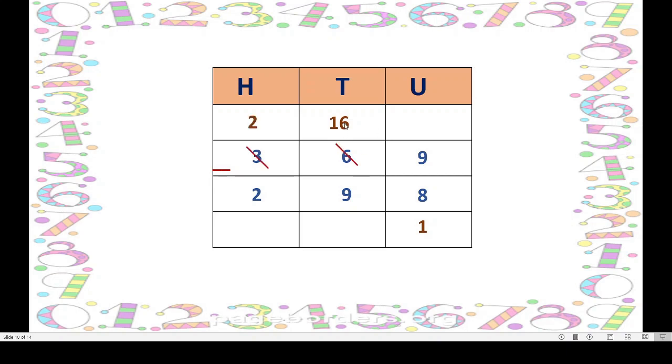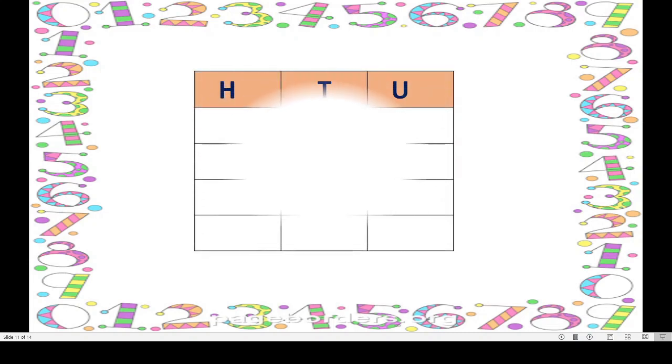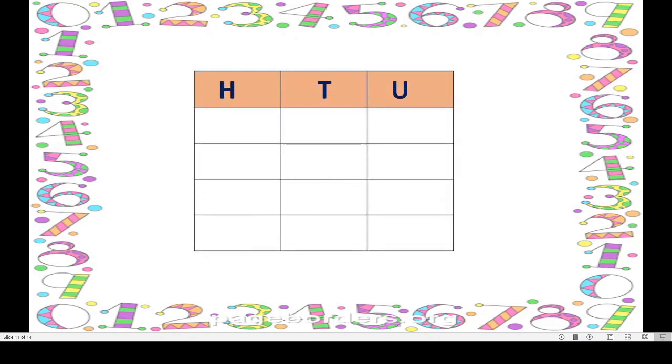1 moves to the tens place, isn't it? So now 16 minus 9 is equal to 7, isn't it? And 2 minus 2, how much? That is 0. The answer is 71. No hundreds left here, so it is 0. Next thing is, we are practicing 2 to 3 sums so that we will become confident in this method.